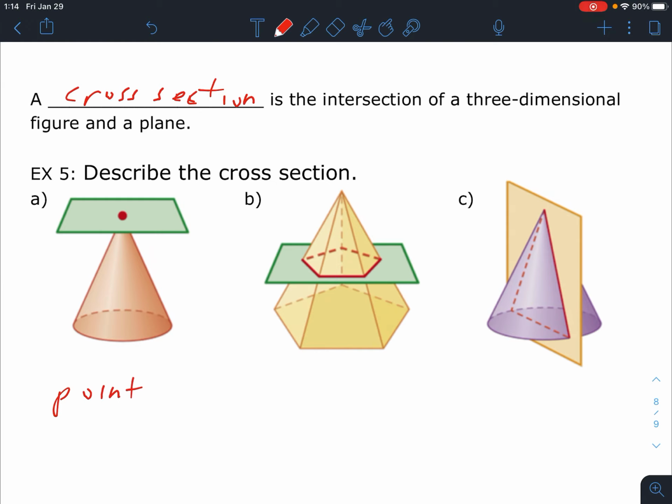But for part B, we're chopping that pyramid almost in half. So the cross section would be what shape? It's kind of outlined for you there in red. It would be a pentagon. It's a pentagon because it is a pentagonal pyramid. All right, in part C here, if you were to take a cone and chop it straight down the middle and pull those sides apart, what shape would you see? You would see a triangle.